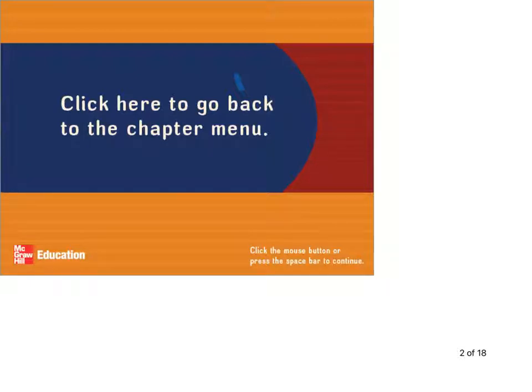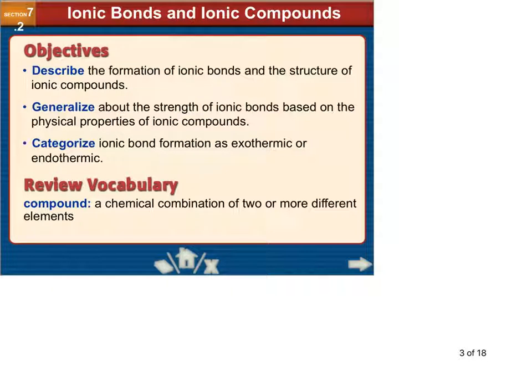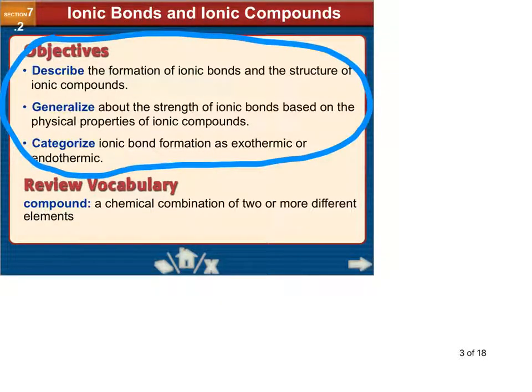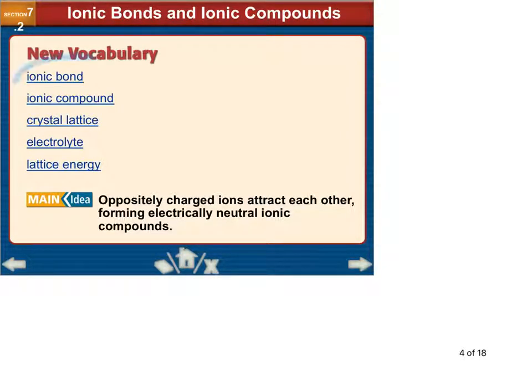Today we're going to be going over notes for section 7.2, ionic bonds and ionic compounds. Got our objectives here. We're going to describe formation of ionic bonds and the structure of ionic compounds, generalize about the strength of ionic bonds based on physical properties, and categorize ionic bond formation as exothermic or endothermic. We'll review vocab, compound: chemical combination of two or more different elements. A few new terms we'll be getting as we go through the section.